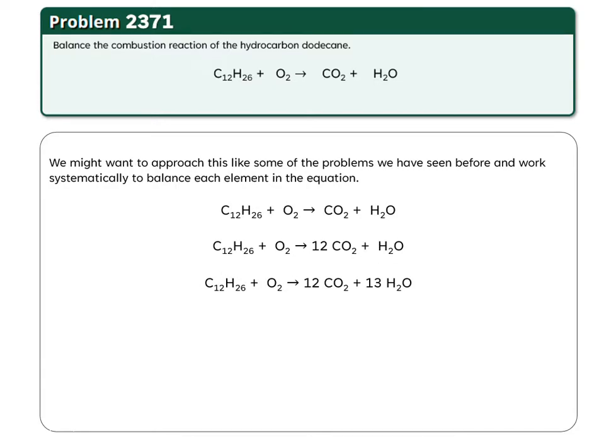We have 24 plus 13 oxygen atoms on the right side, which adds to 37, an odd number. But we have 2 oxygens on the left side. How do we make that an odd number? It looks like we will have to scrap our work so far and start over.